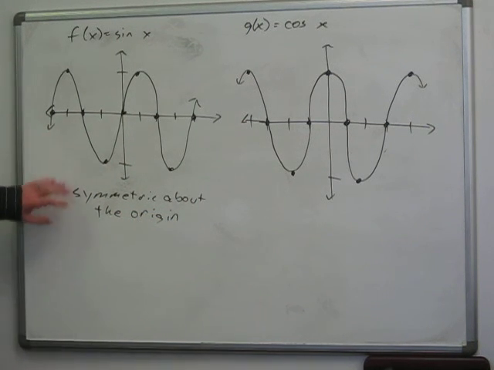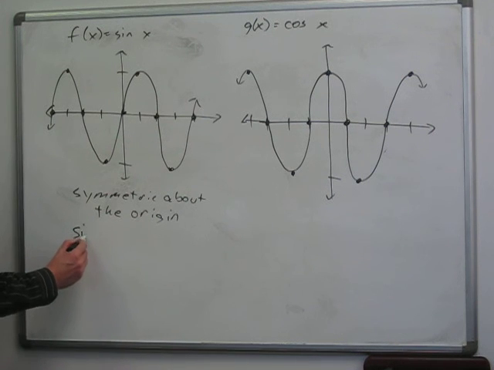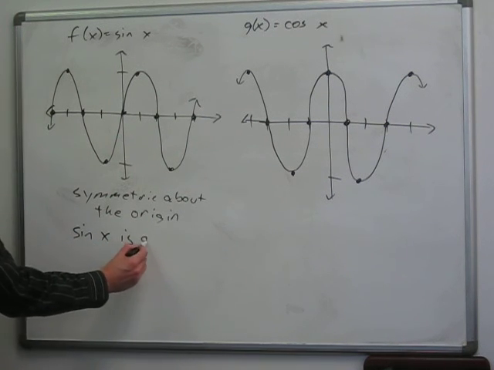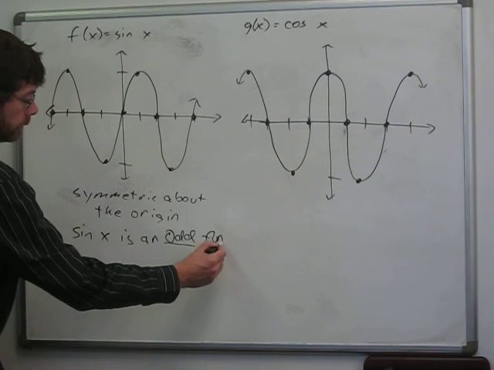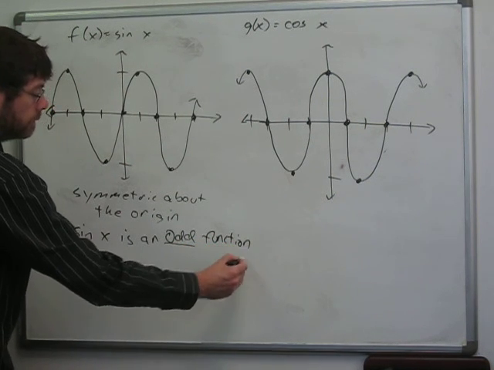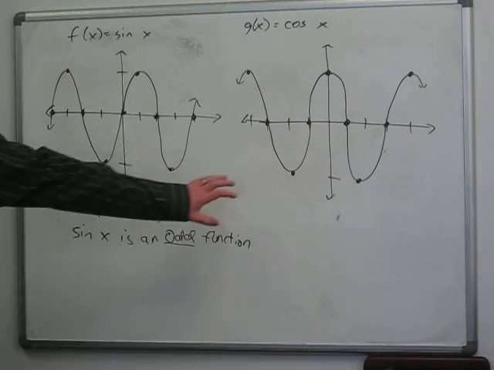For functions whose graph is symmetric about the origin, they are said to be odd. So sine x is an odd function. What about the cosine of x?